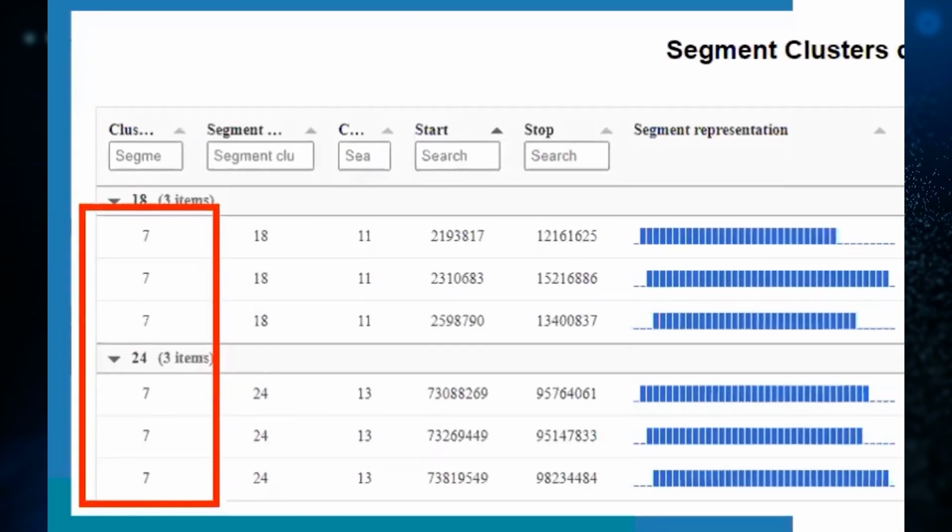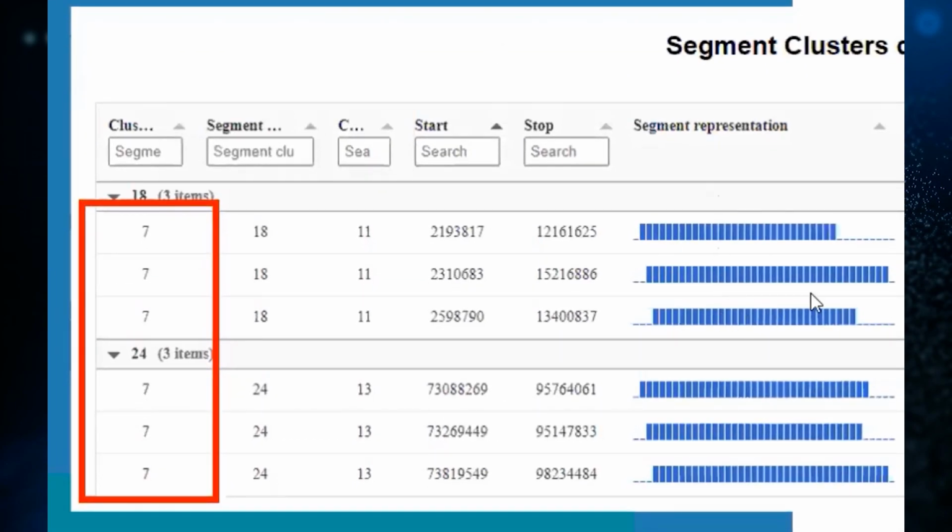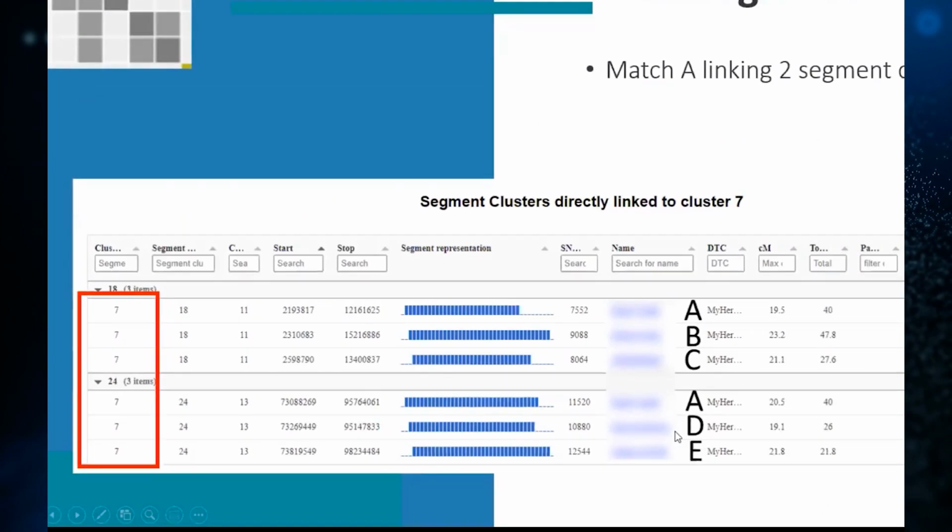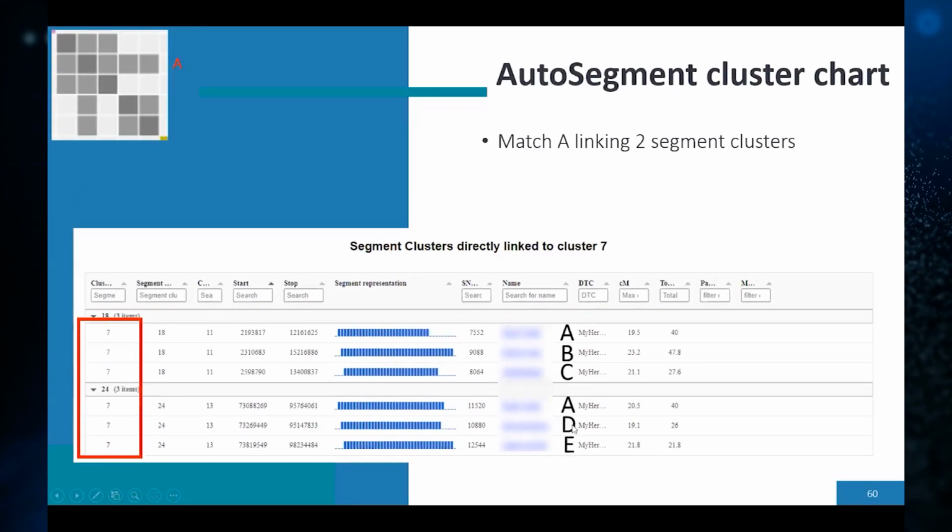So A is matching both segment clusters, but it's matching those two that do not overlap with each other completely. So that's why it's not fully connected. If you then look at the gray cluster, it's actually composed of two smaller clusters. So this one. Oh, I see it now. Yeah. And now this one. So the 3 by 3 is this one, and the 2 by 2 is this one.